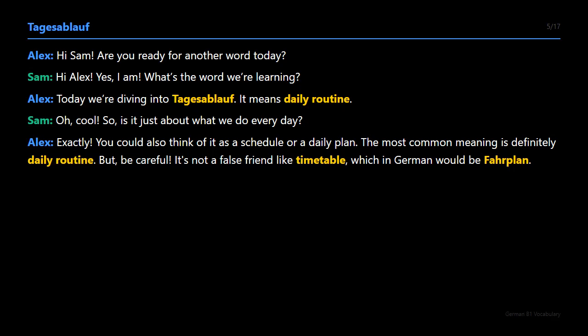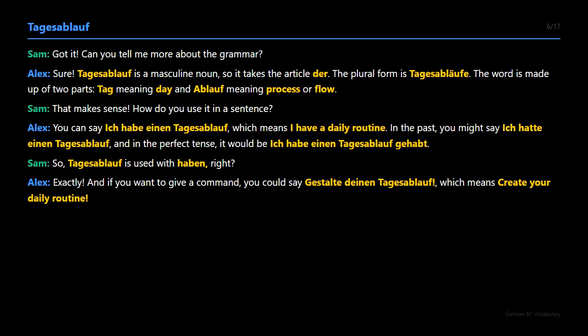But be careful. It's not a false friend like timetable, which in German would be Fahrplan. Got it. Can you tell me more about the grammar? Sure.